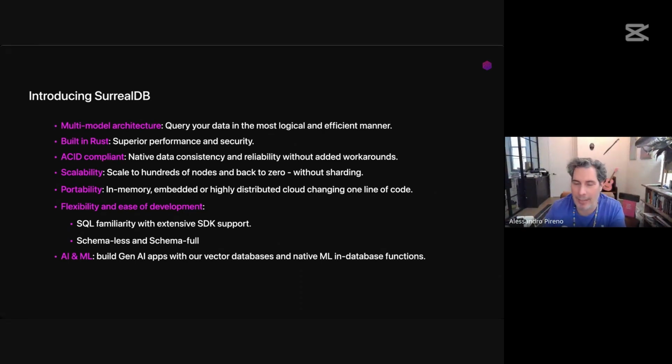Data nerds out there, ACID compliant, check the box, scalable, portable. You can deploy it literally in JavaScript, or you can deploy it in a massive distributed manner. And we're really built for AI and ML workloads at the end of the day. It's becoming more and more apparent that having multiple tools to power your ML workflows is a challenge, because now you have to handle multiple different databases, multiple different versions, multiple different SDKs, all these things. It becomes so much simpler when you can actually execute these in the same place.